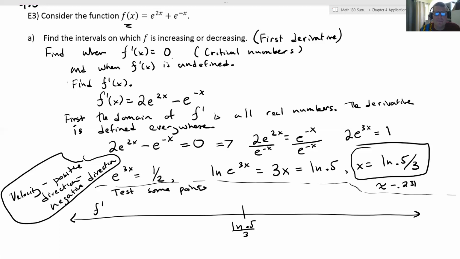The interval on which it's increasing and the interval in which it's decreasing. So I'll take, for example, f prime of 1 and f prime of negative 1. That ends up equaling 2e to the negative 2 minus e to the 1. That ends up being negative. So that's just giving an example of what I did.